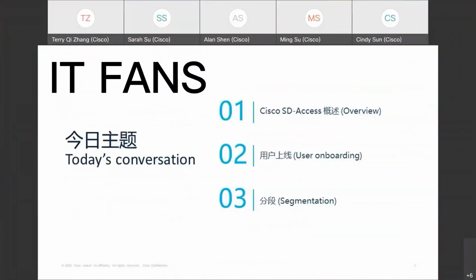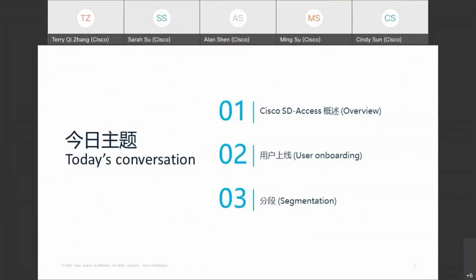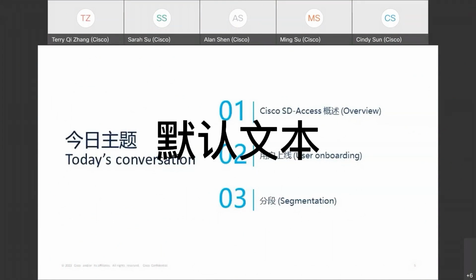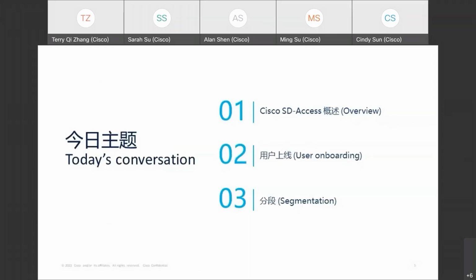In today's session, we will mainly focus on the best practices for deploying SDA networks. We will introduce this from three aspects. First, an overview of SD access, introducing the various components of the SD access architecture. The second part is about how to perform endpoint authentication. And finally, we will discuss how to implement policies and segmentation, which is also one of the main solutions in the SDA architecture.